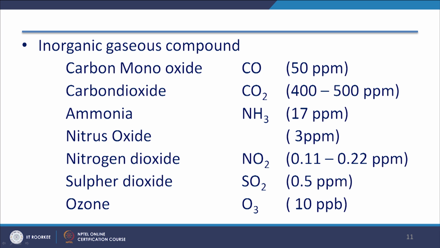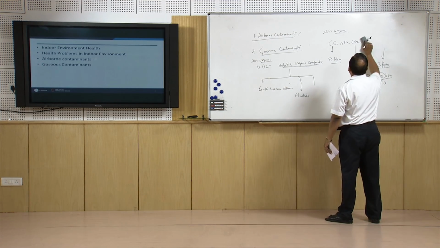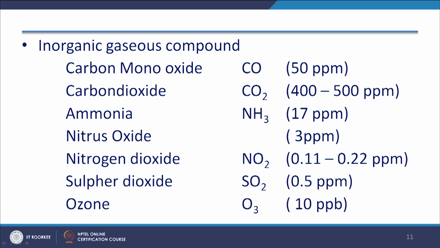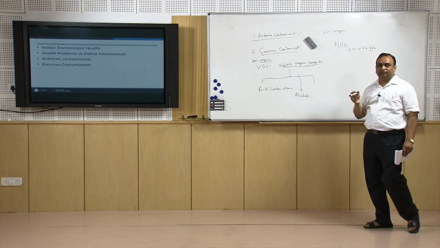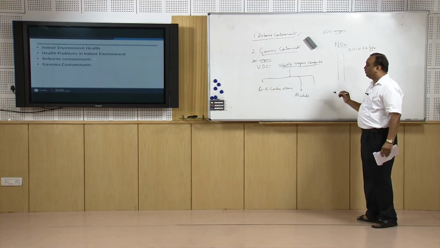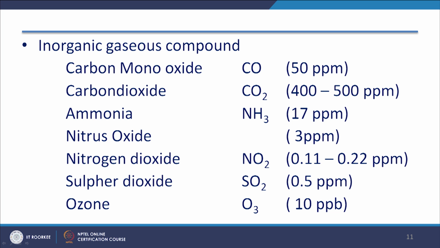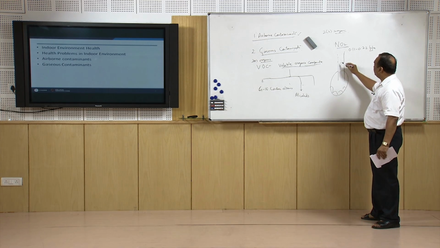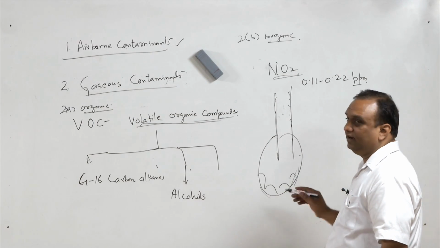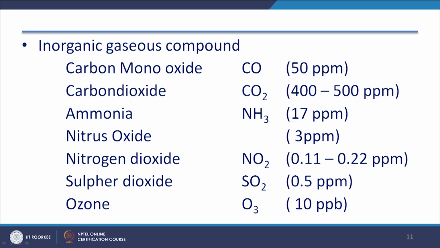Nitrogen dioxide is also one of the inorganic gaseous contaminants. Its threshold is between 0.11 and 0.22 ppm. It is not soluble in water. So when it is inhaled, it is not absorbed by the walls of the air pipe. It goes deep into the lungs, and it has a delayed respiratory response. So suppose you inhale nitrogen dioxide, the respiratory response will be delayed, because it is not absorbed by any part, neither the air pipe nor the lungs. But if it settles in the lungs, then it will show the symptoms of delayed respiratory response.